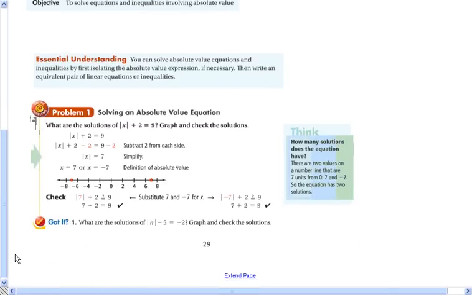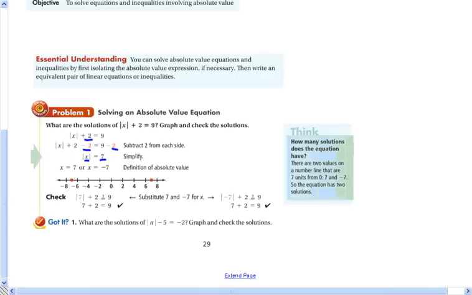Here's our first problem. What are the solutions of the absolute value of x plus 2 equals 9? Graph and check your solution. Some of the properties that we learned before, like the properties of equality, we can use here. So notice, to get rid of this plus 2, we're just going to subtract 2 from both sides. Then we get the absolute value of x equals 7.